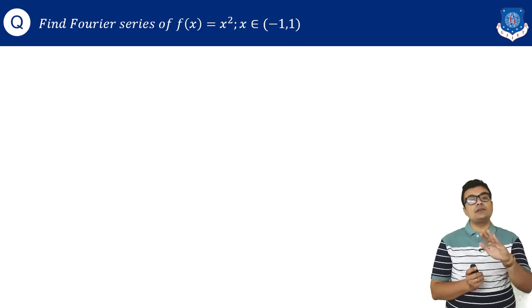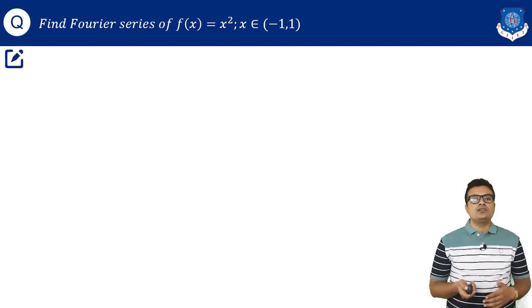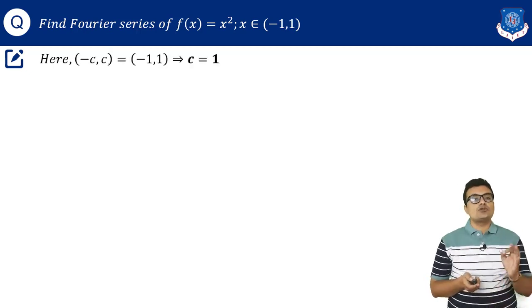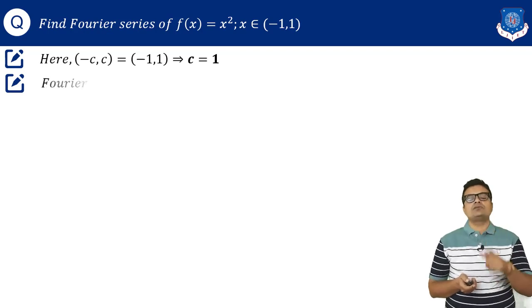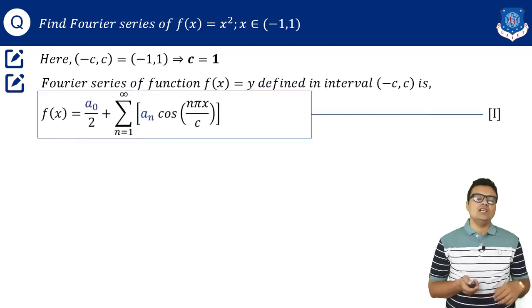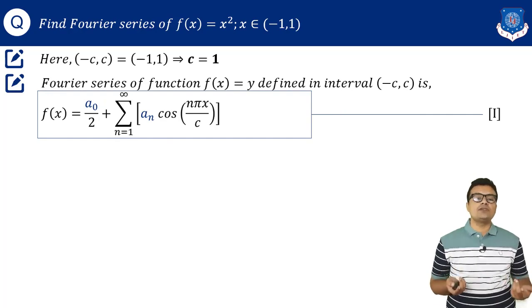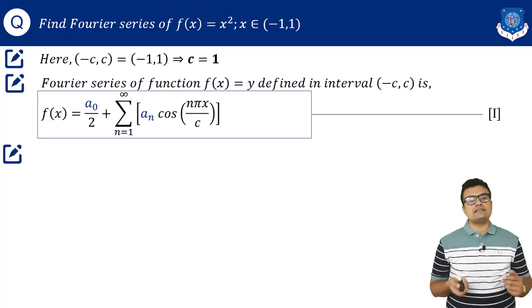Now it is x square. If I replace x with -x, the function remains the same, and that means it is even by nature. So now I can directly implement my Fourier series for an even function. So here the value of c is equal to 1. C is nothing but half the length of the given interval. And then we know how to define Fourier series for an even function. It is a0 by 2 plus summation n from 1 to infinity a n cos of n pi x by c.